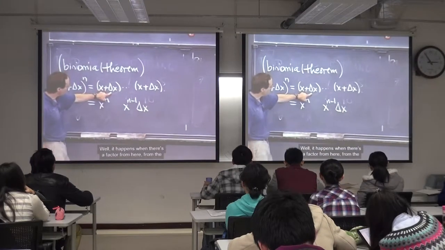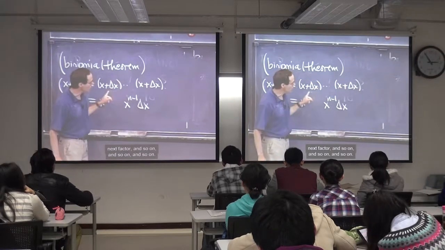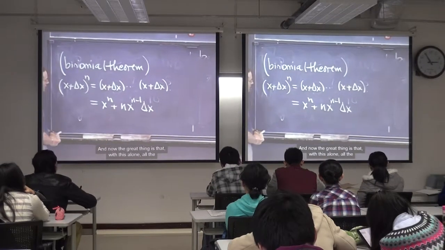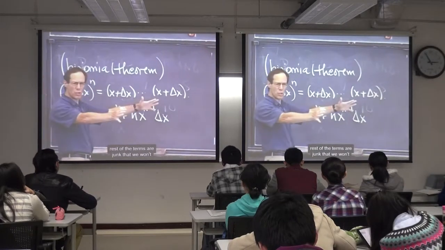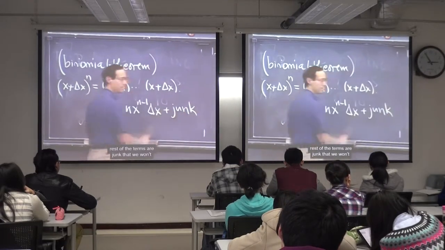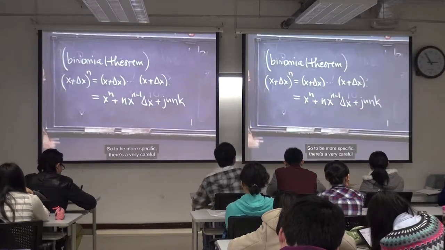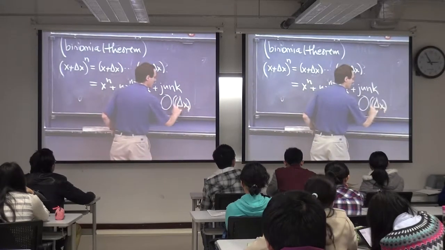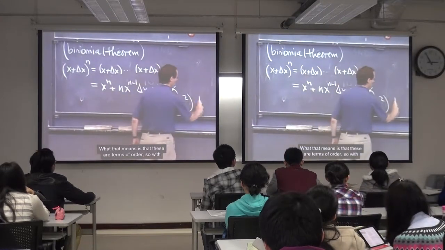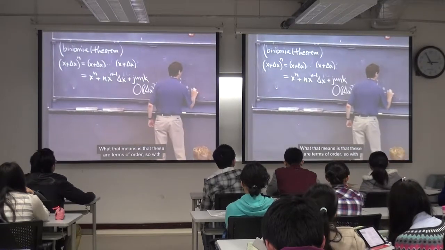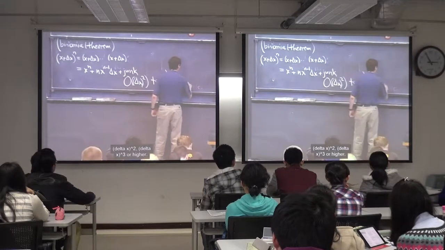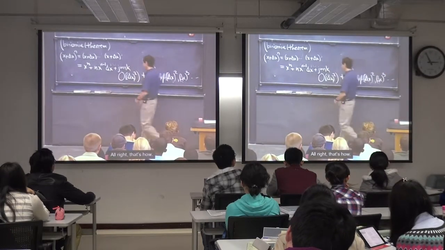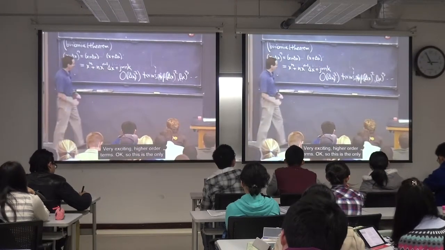And how many times does that happen? Well, it happens when there's a factor from here, from the next factor, and so on and so on and so on. There's a total of n possible times that happens. And now, the great thing is that with this alone, all the rest of the terms are junk. We won't have to worry about it. To be more specific, there's a very careful notation for the junk. The junk is what's called big O of delta x squared. What that means is that these are terms of order delta x squared, delta x cubed, or higher. Very exciting. Higher order terms.